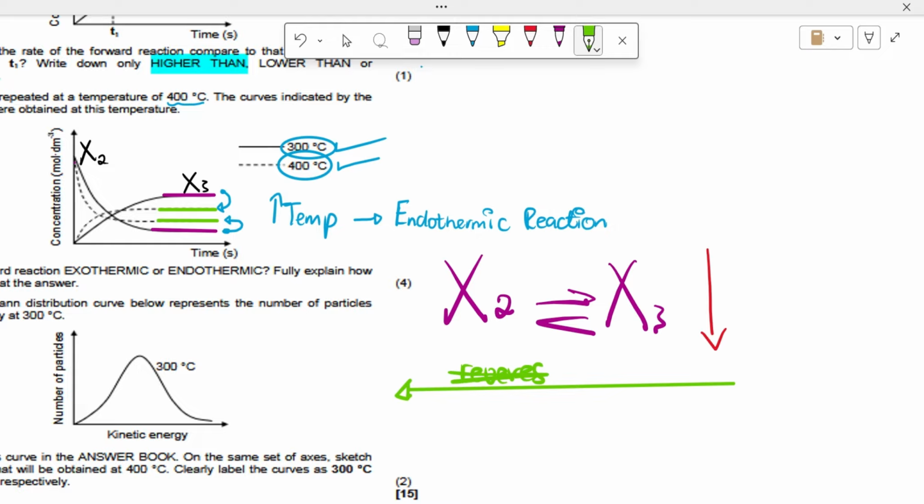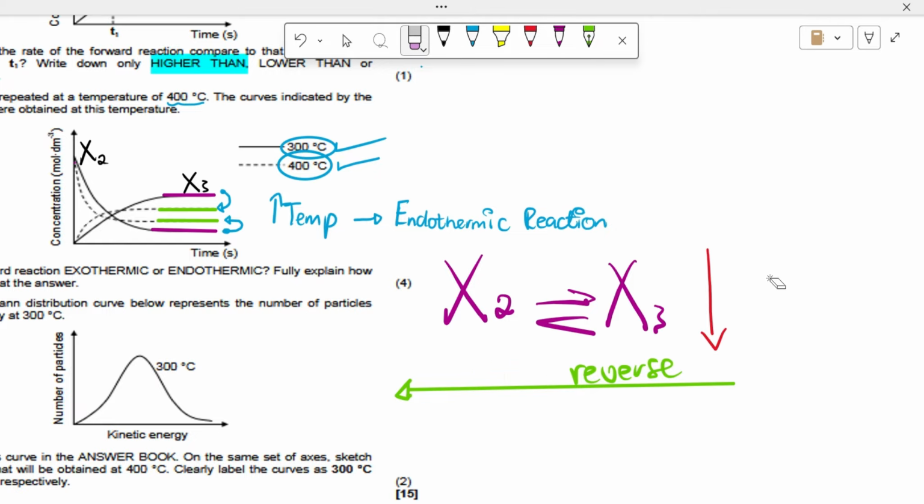We would need to favor the reverse reaction so as to decrease the concentration of X3. As you can see on the graph, when the temperature increased, the concentration of X3 decreased, right? We're not saying that we are not going to have any X3 at the end of the day. No, just saying the concentration of it will decrease when you increase the temperature.